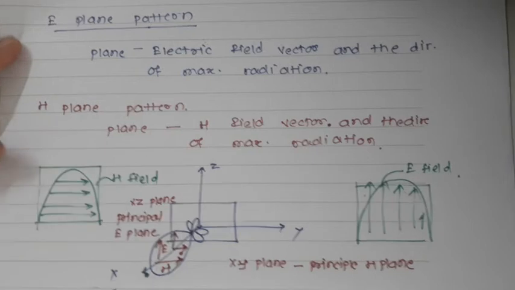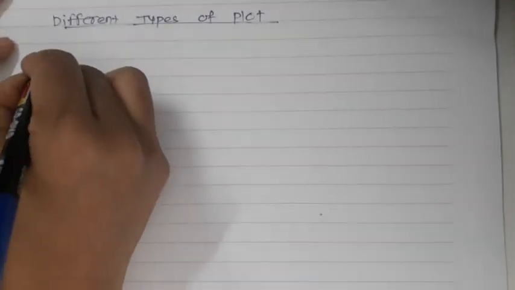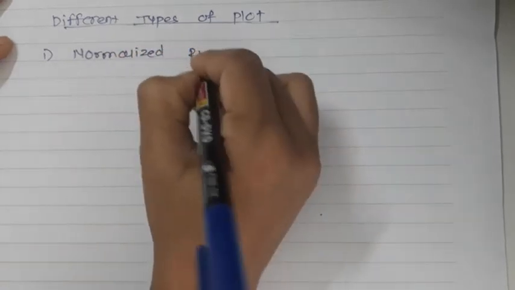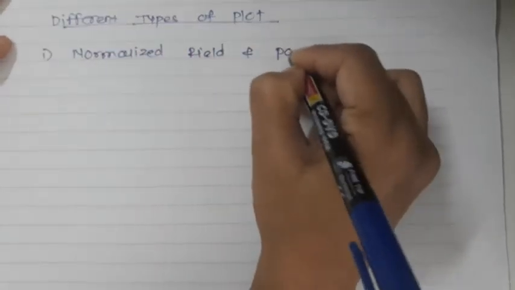Now, different types of plots. We have already gone through what kinds of radiation patterns there are, so let us talk about the different types of plots. First we will talk about the normalized field and power pattern. What do we mean by normalized field and power pattern?